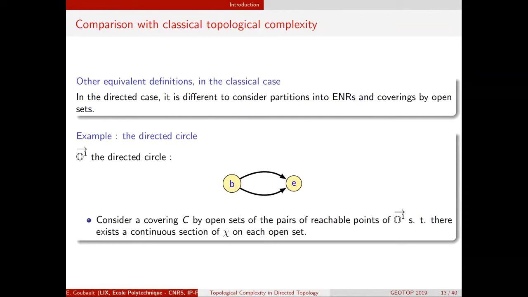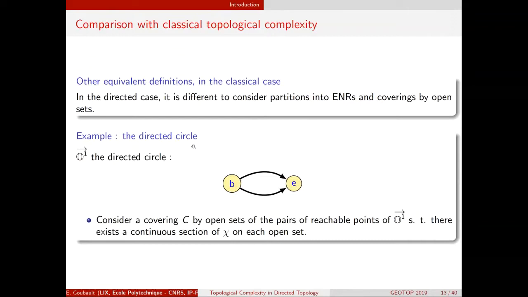So before stopping for a few first questions, I want to show you that already the definition is a bit different than in the classical case, because in the classical case, this particular n, which is going to be the topological complexity, you can define it in many different ways. You can say it's a minimal number of partitions into Euclidean neighborhood retracts that will partition X cross X, X times X. Or you can say also the minimum number of open subsets that will cover X times X, or the minimal number of closed sets which will cover X cross X. But here, as you've seen, I've only given the definition with a partition into ENRs, and there's a good reason to that, because there's no way you can have the same thing with coverings by open sets.